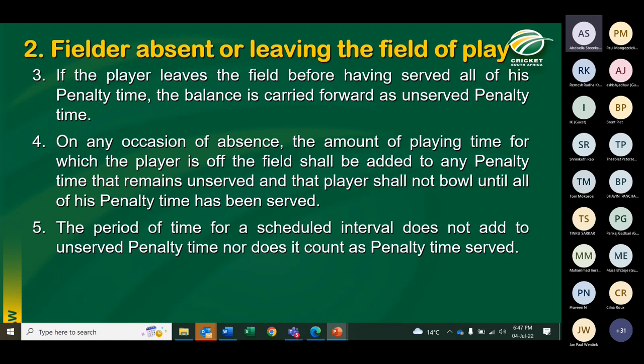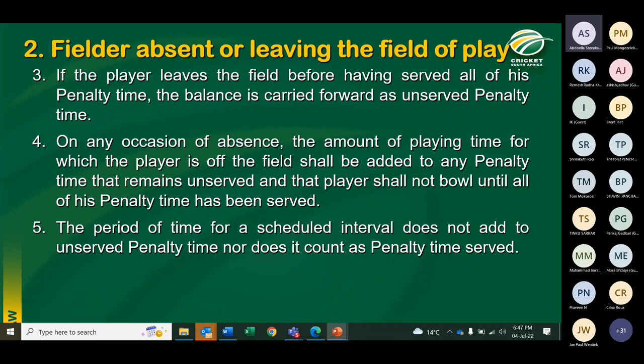How long is lunchtime? Lunchtime is 40 minutes. So at 12:40, lunch will end. Johnny then returns with his side onto the field of play. You will now inform Johnny and his captain the amount of penalty time that Johnny still owes us and when Johnny can bowl. So when can Johnny bowl? If we returned after lunch at 12:40, Johnny owed us 20 minutes at the start of lunchtime. Johnny can bowl again at 1 o'clock. He only owes us 20 minutes of penalty time.